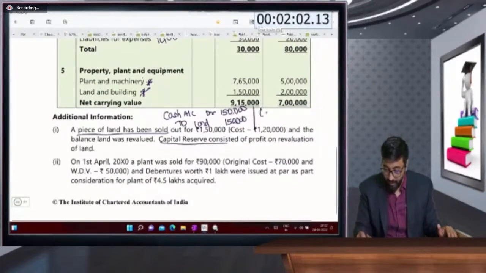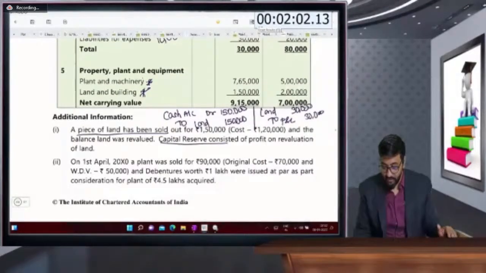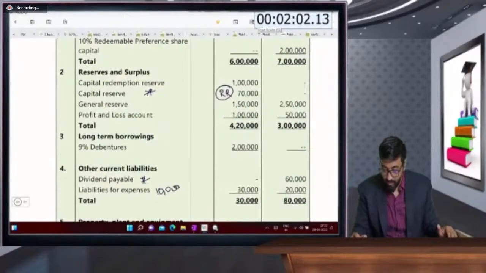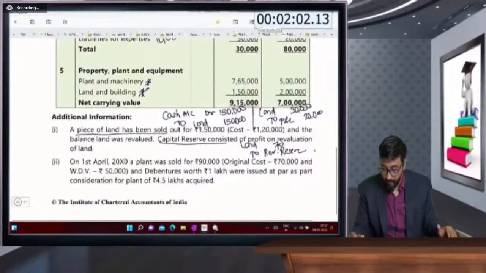And our land to profit and loss account, 30,000. Capital reserve is consisted of revaluation. So land account debit to revaluation reserve. What is the balance in capital reserve? It is 70,000.